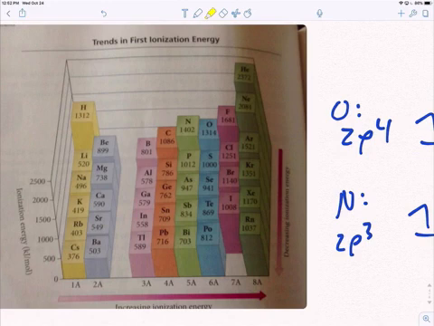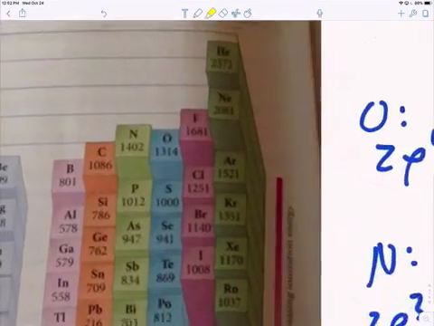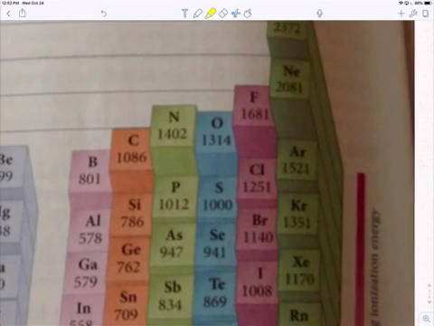So the further you are to the right, the further up, it's higher. And that's exact opposite of the size. So moving down the periodic table, it gets lower, and to the left, it gets lower. There's an exception right here. You can see that there's an exception for nitrogen and oxygen.